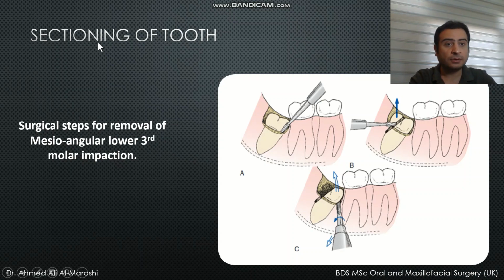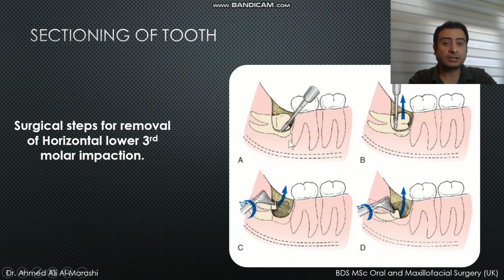Sometimes we do need to section the tooth. In this instance, we have different scenarios. In this instance, we have a mesio-angular third molar. You can see we can use a surgical handpiece to remove the distal part of it, following the removal of the bone on the distal side and the buccal side and the occlusal side. We can cut a small piece from the crown from the distal side, okay, before the delivery of the tooth. This will create a space distal to the tooth that can allow the delivery of the tooth to that direction.